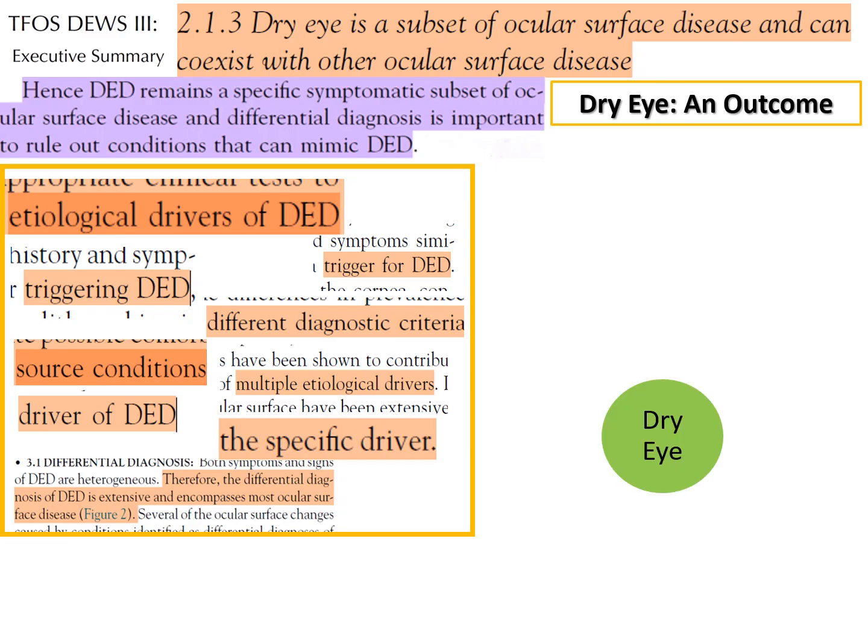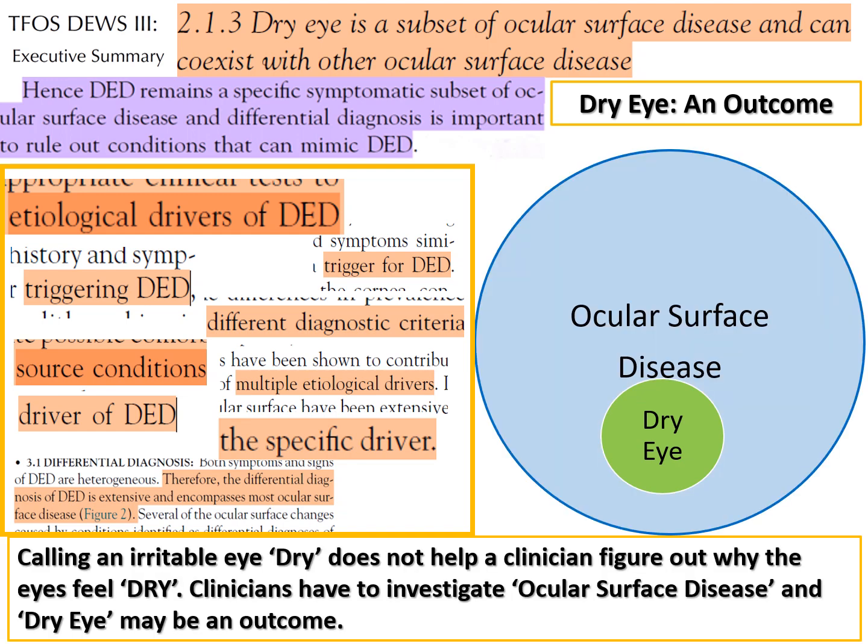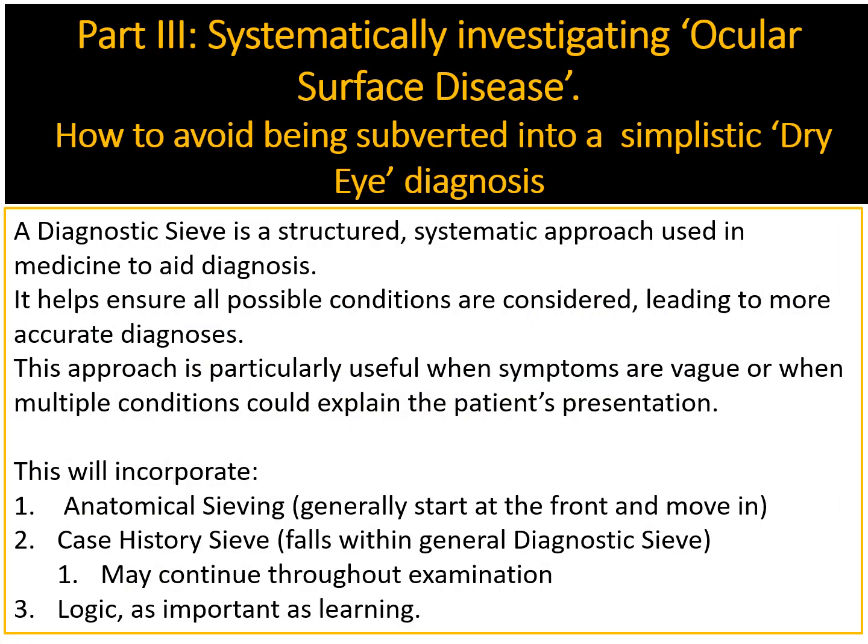Rather than fixating on a very narrow clinical entity with many drivers called dry eye, clinicians have to investigate the entirety of ocular surface disease. It is not okay to simply say, you have a dry eye. So finally, part 3. How do we systematically investigate ocular surface disease and dry eye? Let's get to the nitty-gritty.